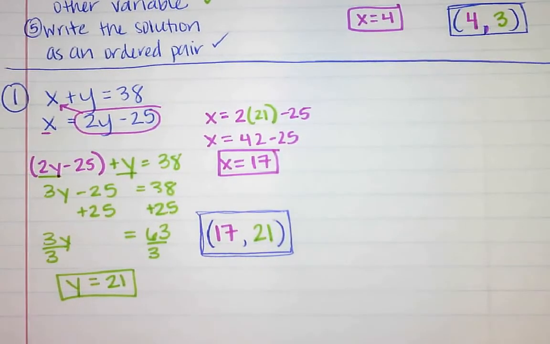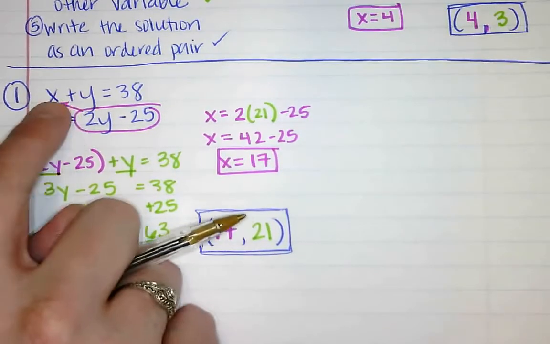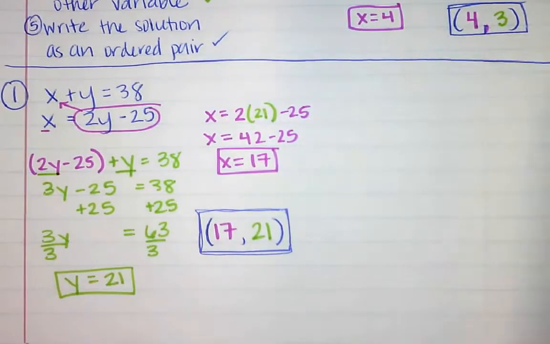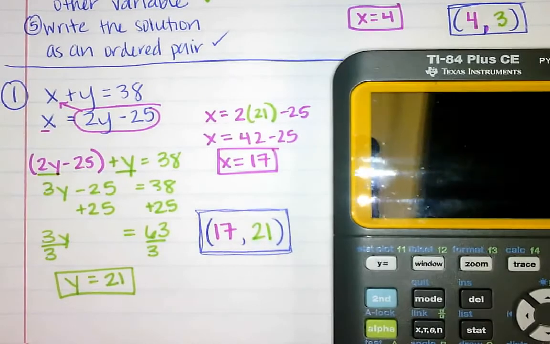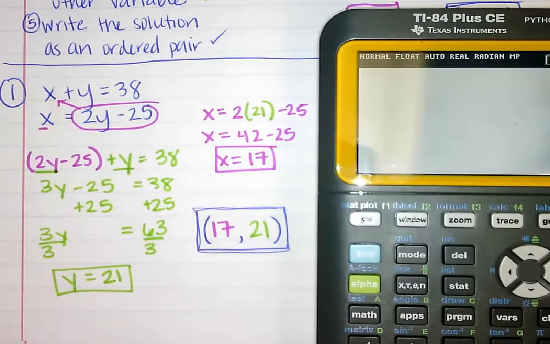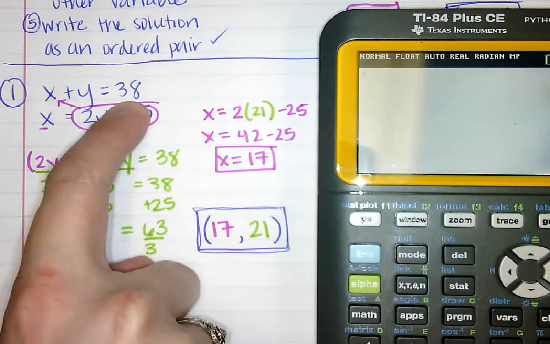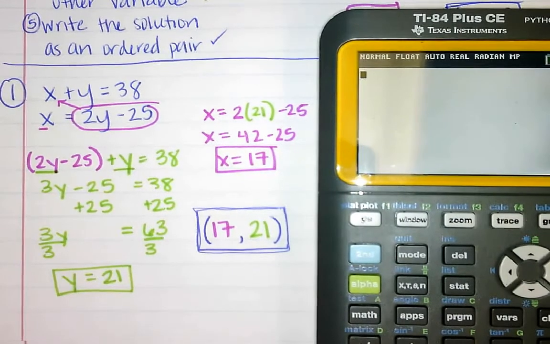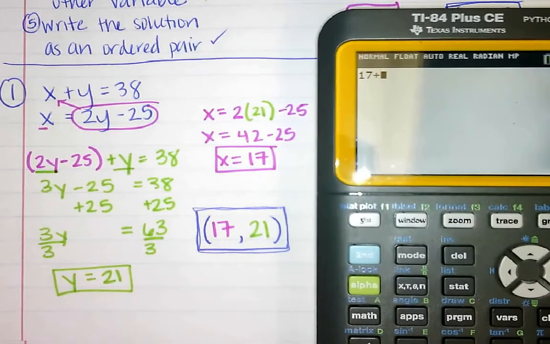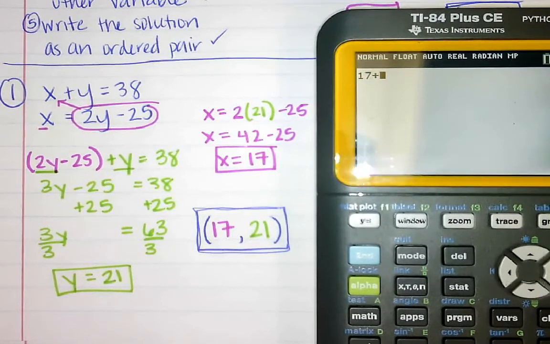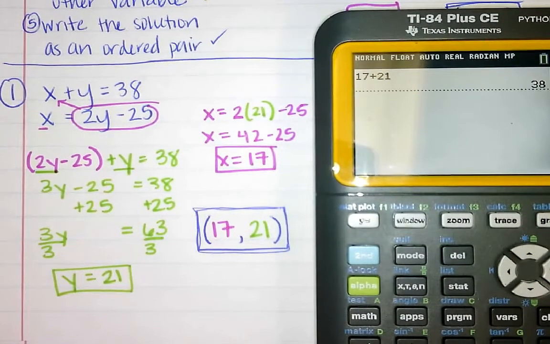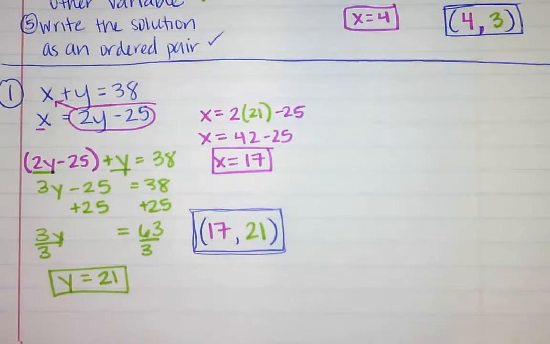And how I could check myself is I can go back up here to my x plus y. And guys, what is x plus y supposed to be equal to, according to the first equation? It's supposed to be equal to 38. And 17 plus 21 is definitely equal to 38. So it works for both equations. Does that make sense, y'all? Everyone tracking? Okay, cool.